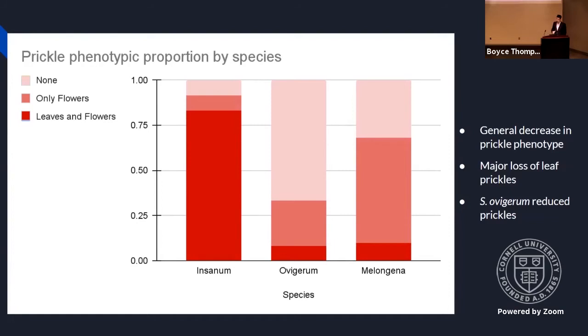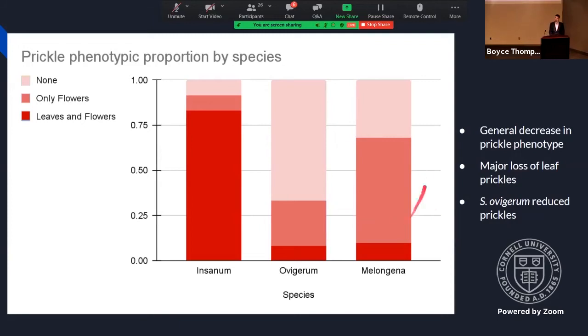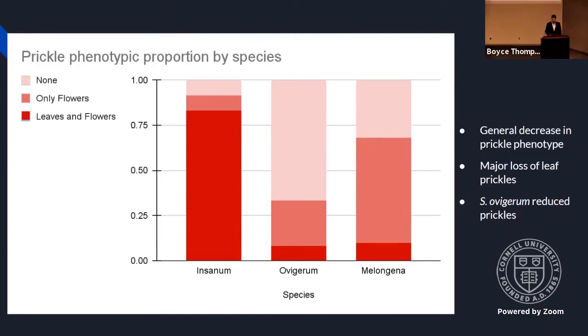And what that means is going to be almost a story to tell, but if I had to hypothesize, it may seem like there's some selection going on in the Melongena population that is leading to retaining prickles on the flowers, but also removing prickles on the leaves. But we'll do some further analysis on that as we continue forward.